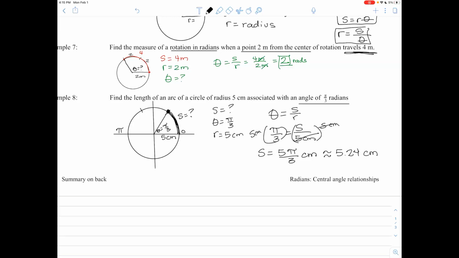That's what we're working on today. So you'll have 10 problems, or no, 9 problems to practice for homework tonight.